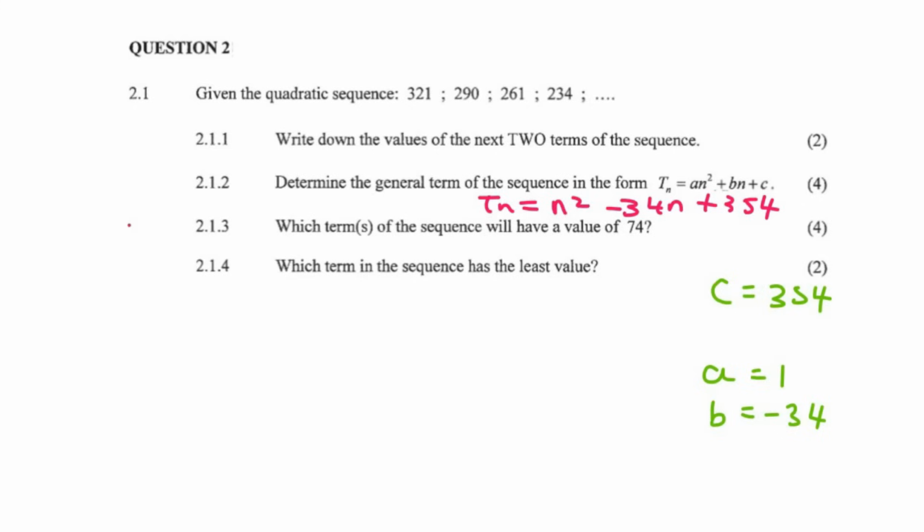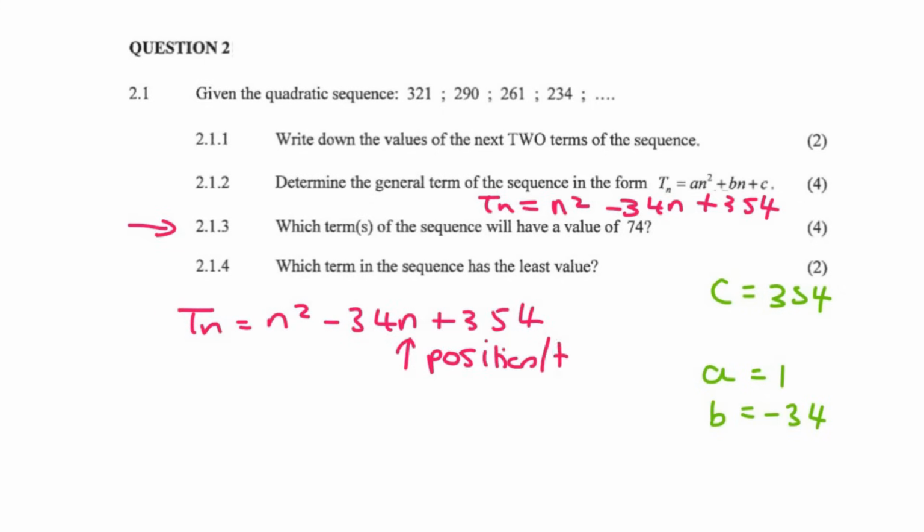So it says here for 2.1.3, which term or terms of the sequence will have a value of 74? So what I do is I write down my formula. And what you must remember is that n is the position or the specific term, and then Tn is the value. So for example, this 290, that would be the value, and this would be at position number 2. So n would equal 2.